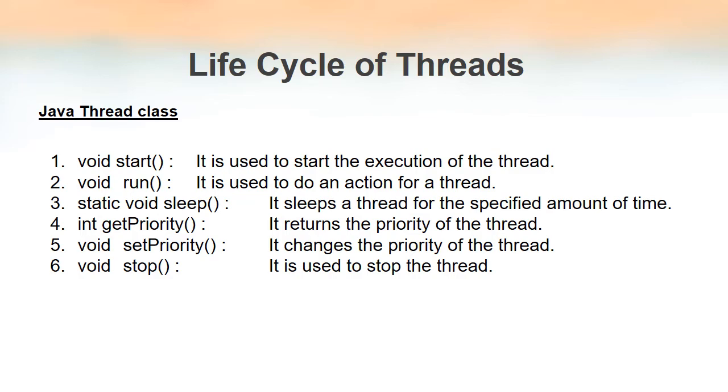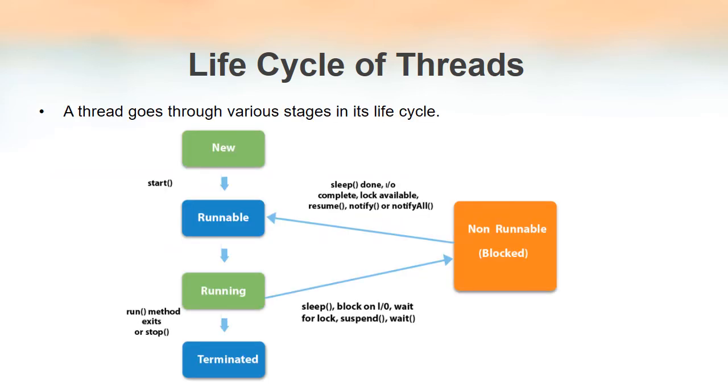And the next method is the stop method. This method is used to stop the thread. So these are some of the methods available inside the Thread class. Now we will see the life cycle of a thread.